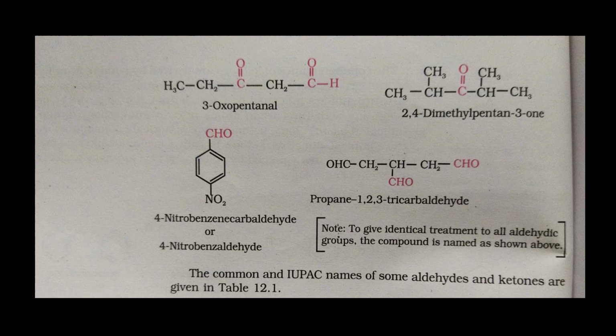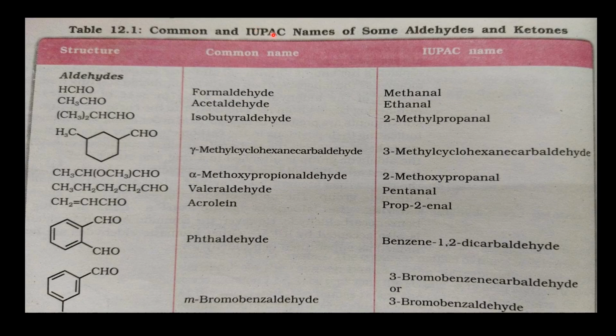The common and IUPAC names of some aldehydes and ketones are given here. Structure, first common name, then IUPAC name. First one, aldehydes. HCHO, formaldehyde, methanal. CH3CHO, which is acetaldehyde and ethanal. (CH3)2CHCHO, which is called isobutyraldehyde, which is also 2-methylpropanal.